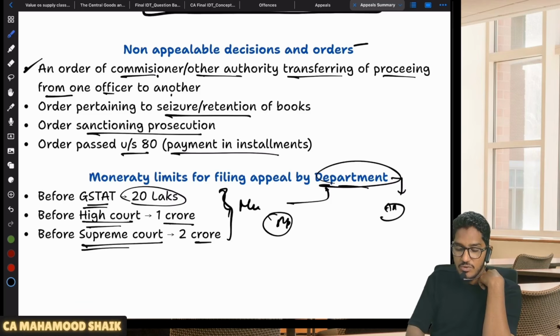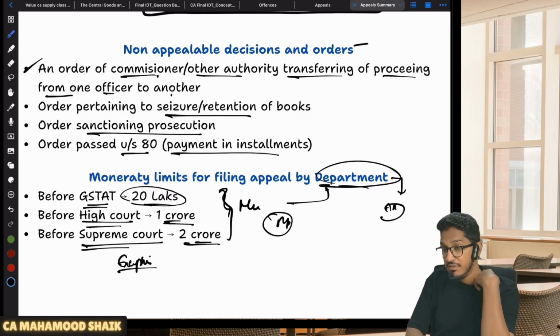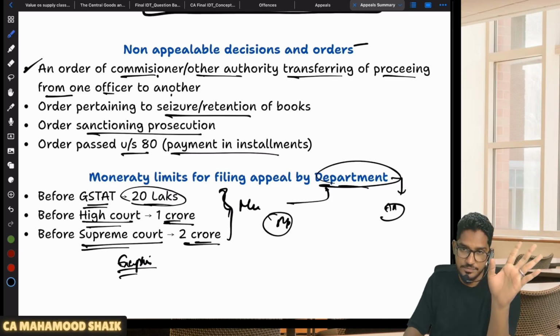So how to calculate this amount, and what all should be considered? Sometimes there are some exceptions also. Sometimes a department can go for appeal even when the amount is less than this amount. There are some exceptions, and all that we'll try to cover in the material.